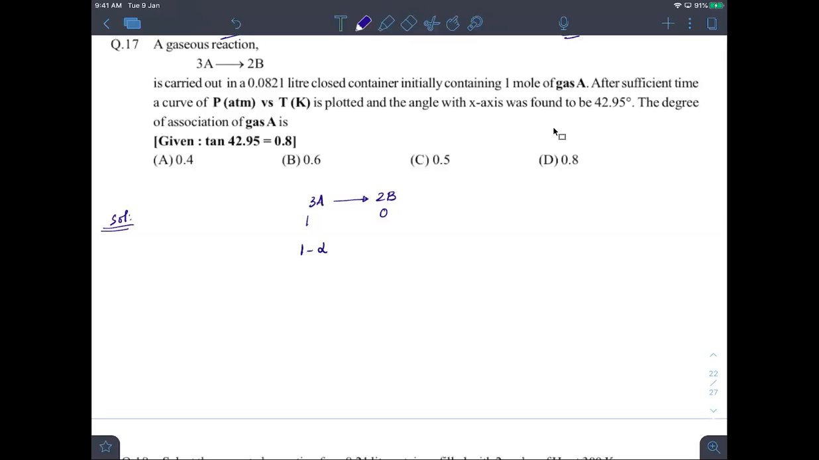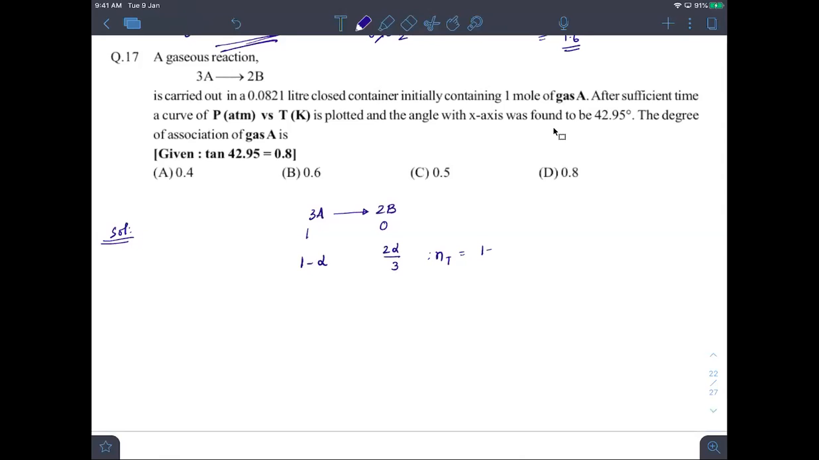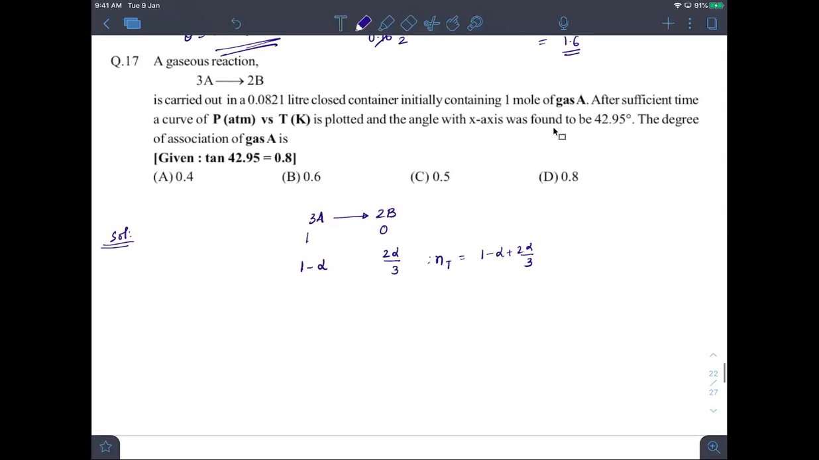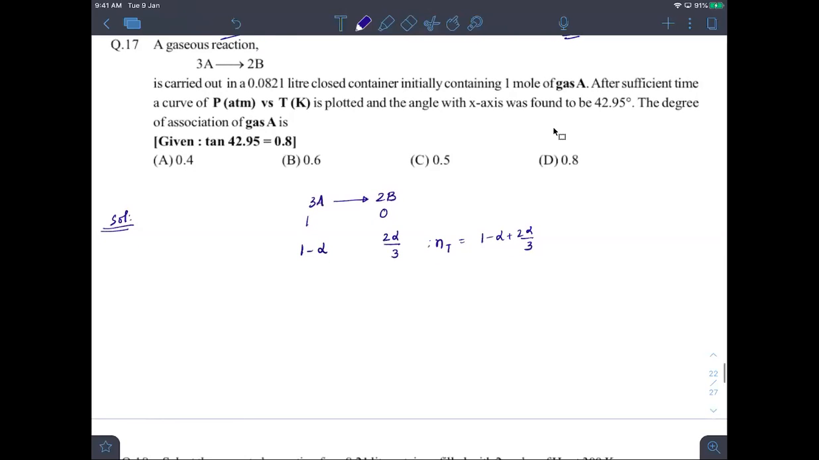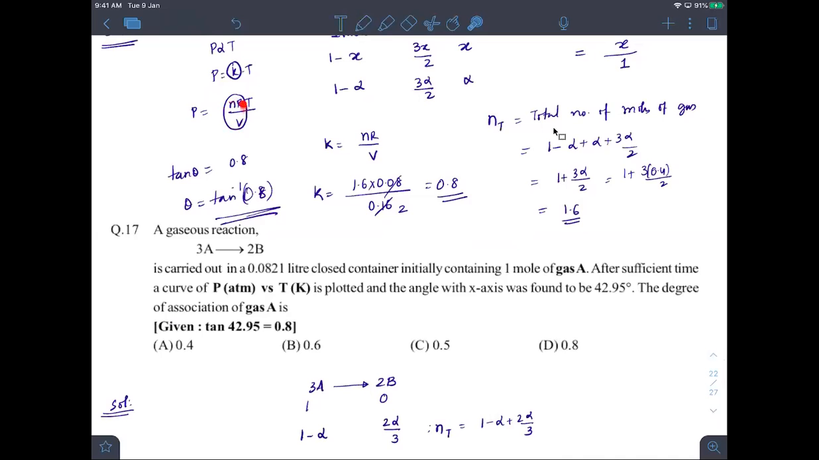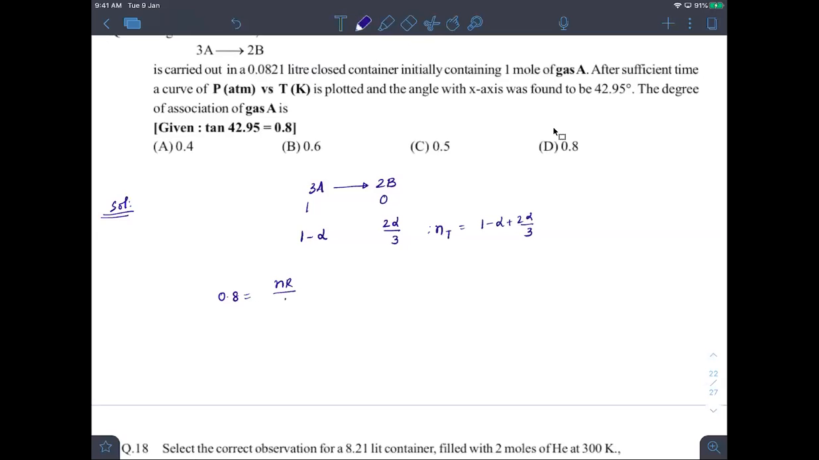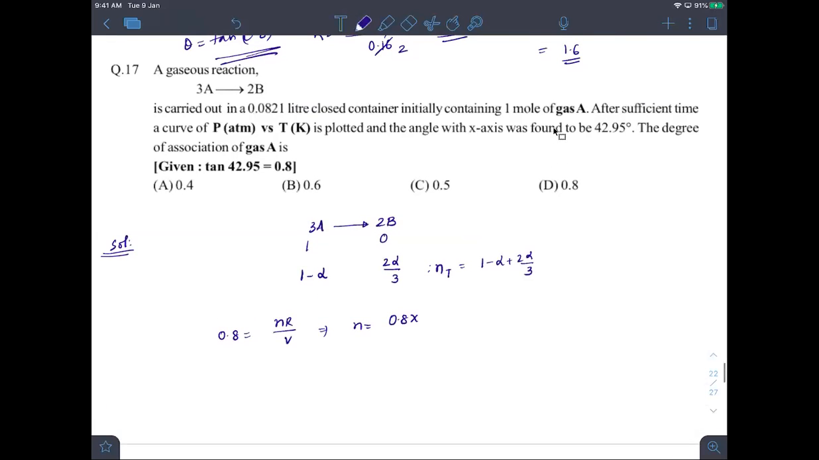Same thing, 1 minus alpha. This will be 2 alpha by 3. So total number of moles, 1 minus alpha plus 2 alpha by 3. And tan theta is given, right? This is given as 0.8. So 0.8 would be equal to, because you know that this total value is nR by V. So n is equal to 0.8 into V. V volume is how much? 0.0821 liter divided by R.